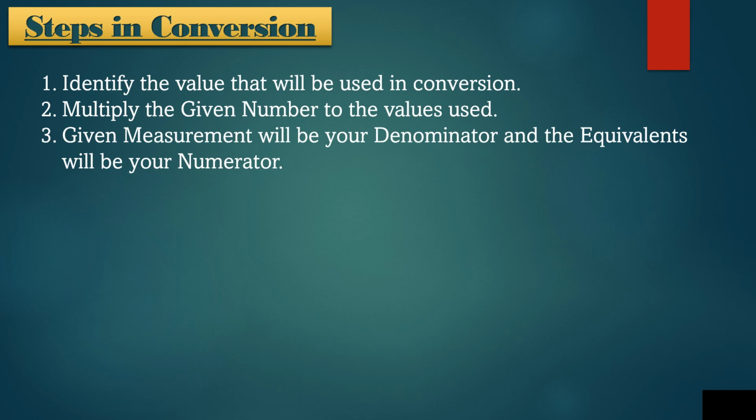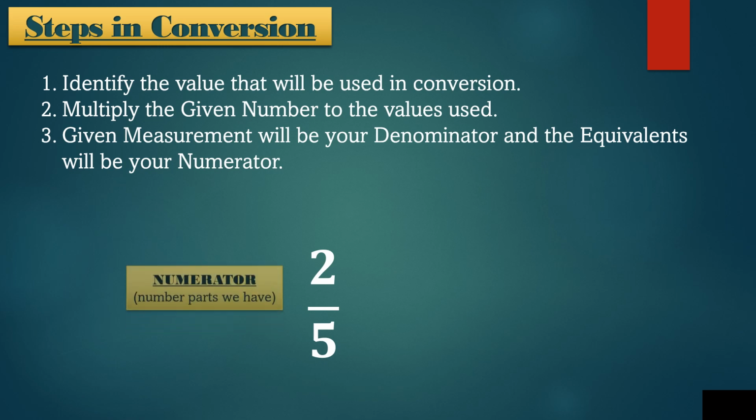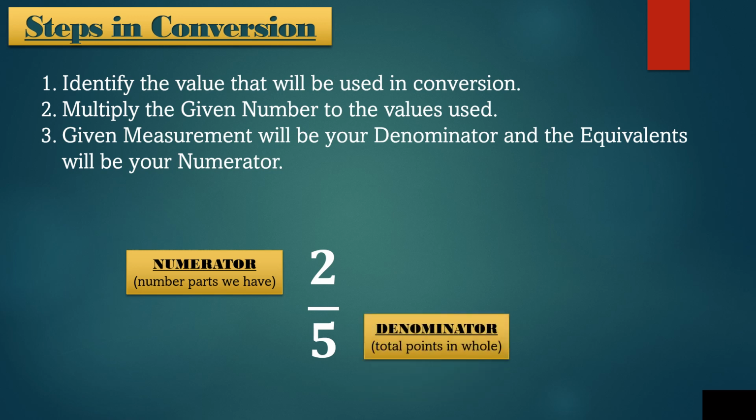And then yung step number 3, given measurement will be your denominator and the equivalence will be your numerator. So, ang ating pong fraction doon, so mamaya i-explain ko sa inyo. So, ang ating pong fraction doon ay may dalawang number. So, ito po yun. Okay, so yung nasa taas, yun yung ating numerator. And then yung nasa baba is yung ating denominator. Okay, again. So, yung numerator ay yung nasa taas na number and yung denominator, yan naman yung nasa baba.